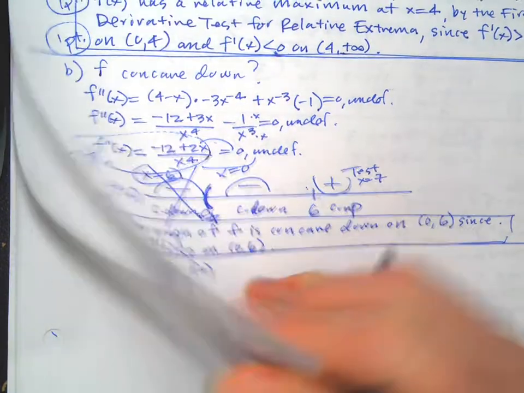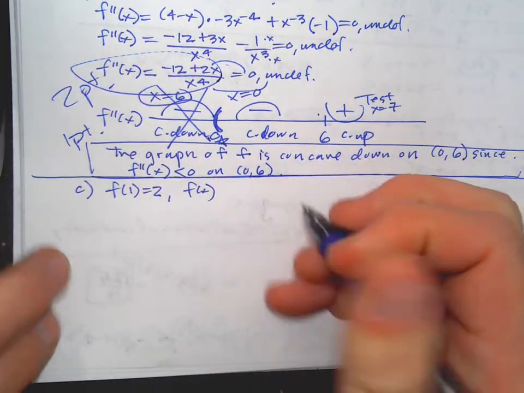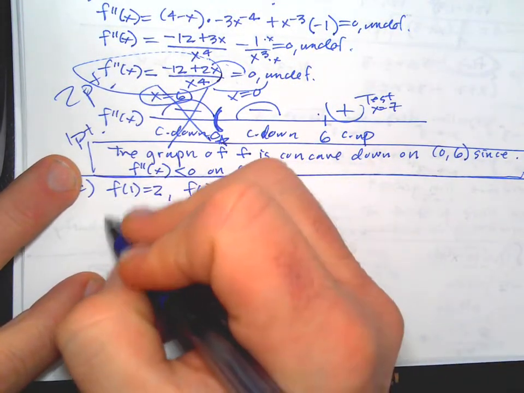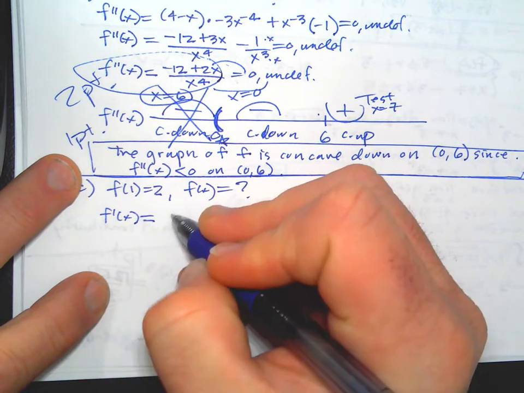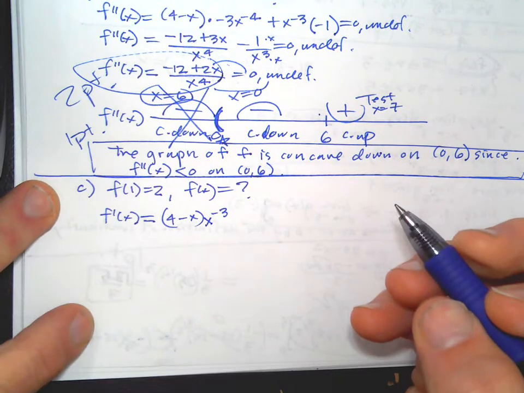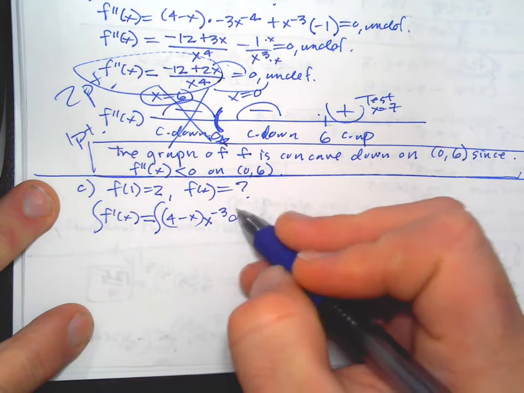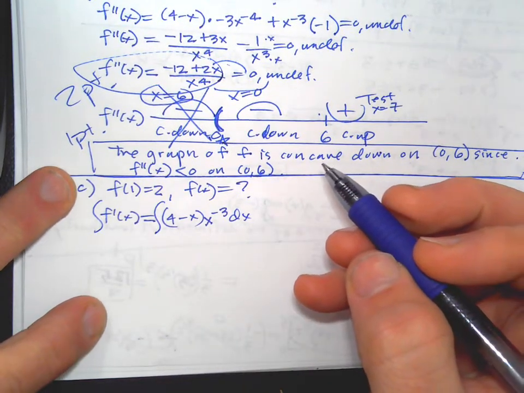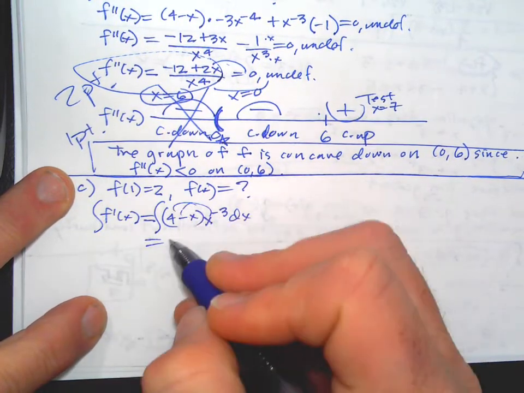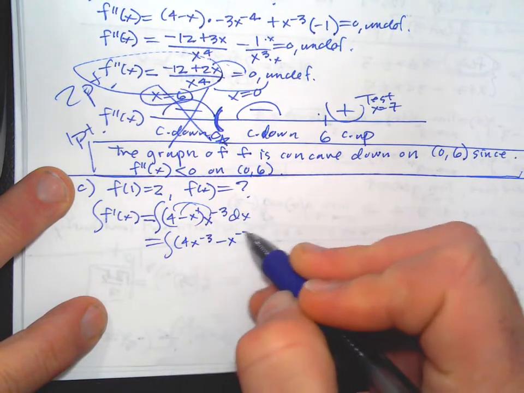Now, this is something that you really can't do yet, shouldn't be able to do, but let's talk about how to do it. You're trying to find the original function. What we have from the beginning is the derivative, right? The derivative was 4 minus x times x to negative 3. To get back to the original function, we undo the derivative, which is integration. To do this better, I think we should distribute this. So that would be 4x to the negative 3 minus x to the negative 2.